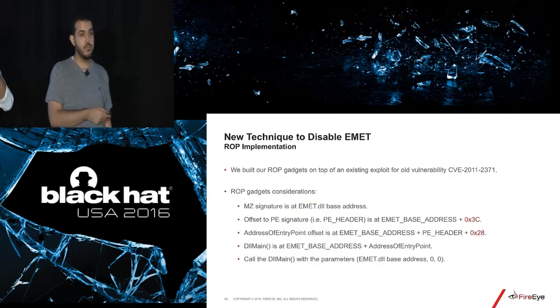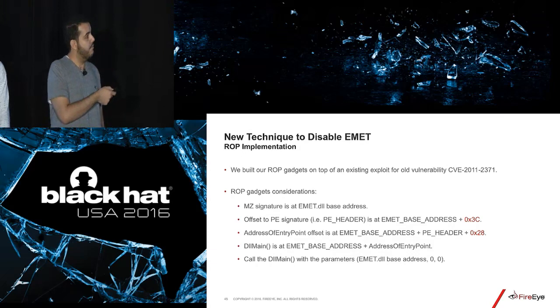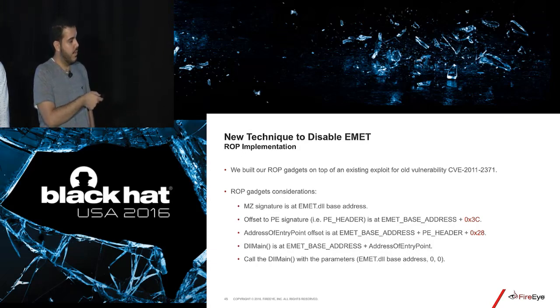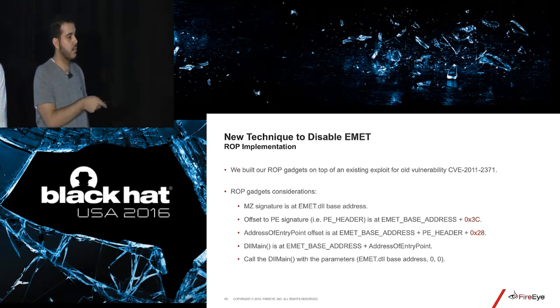For the exploit implementation, we took an old exploit for Firefox, installed EMET 5.2.0.1, and added our ROP gadgets on top of that exploit. We weren't trying to jump directly to the offset as discussed earlier. We were trying to locate the DllMain, and then send the right parameters to get to the unloading code.